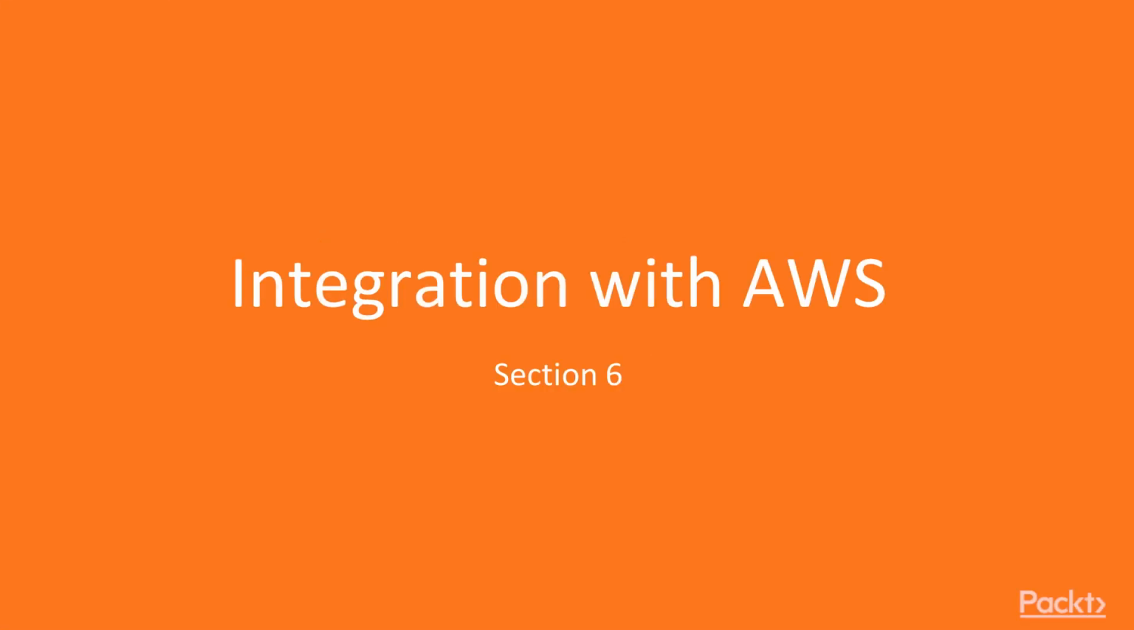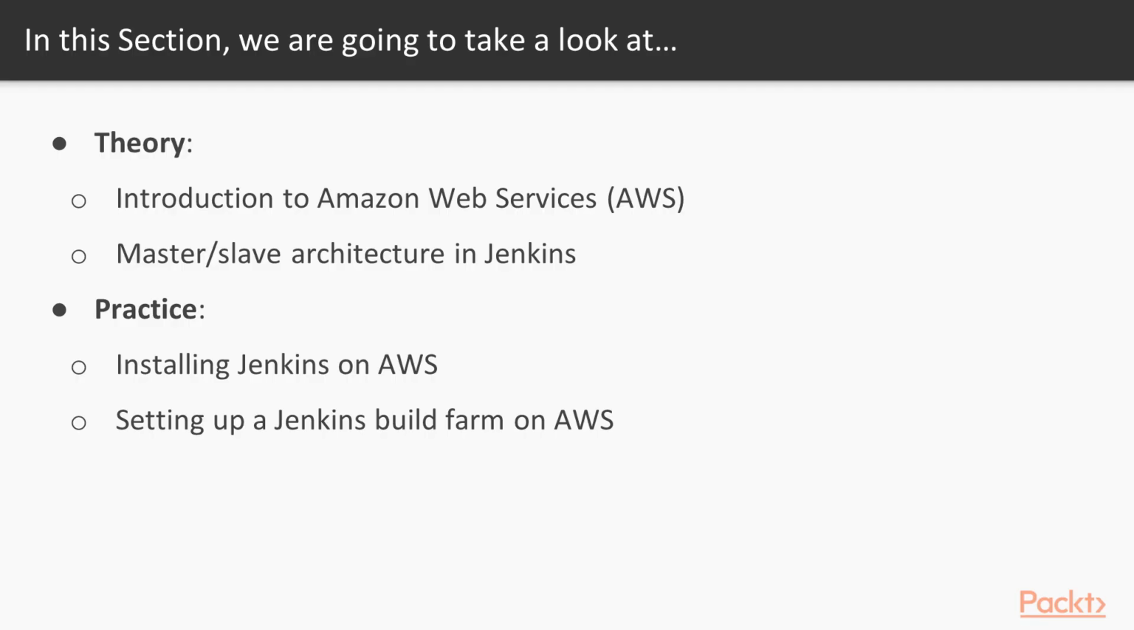Welcome to the sixth section of Hands-on Continuous Integration and Automation with Jenkins. In this section, we are going to explore how to integrate Jenkins with Amazon Web Services. In particular, we will briefly introduce Amazon Web Services and the AWS resources we are going to use in the practical part. We will also look at the master-slave architecture in Jenkins. In the practical part, we will install Jenkins on AWS and set up a Jenkins build farm.